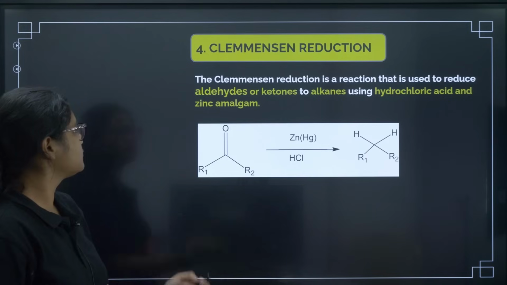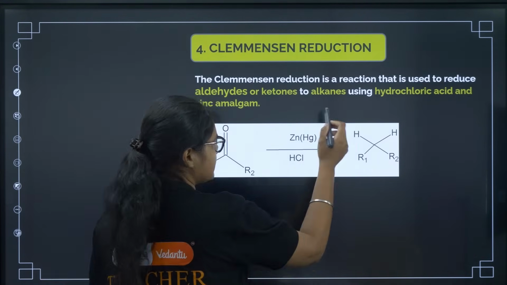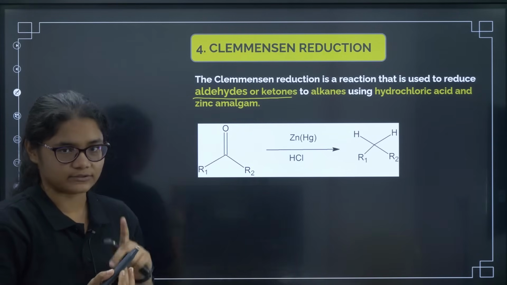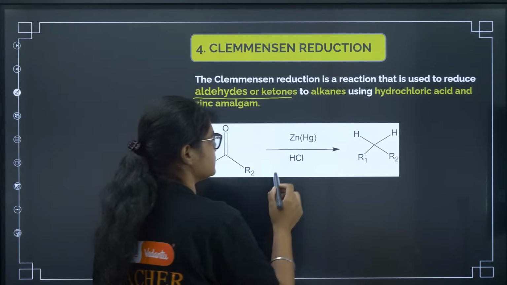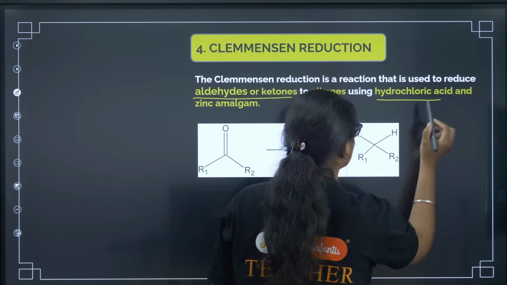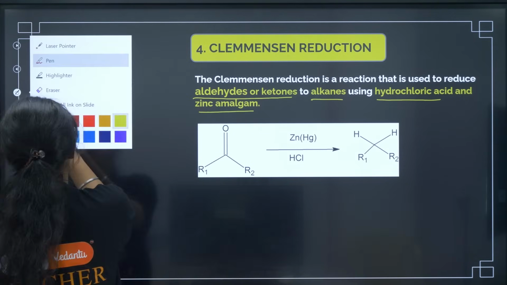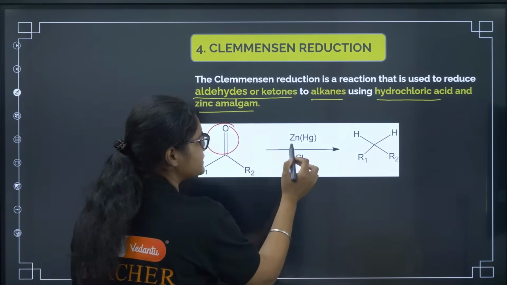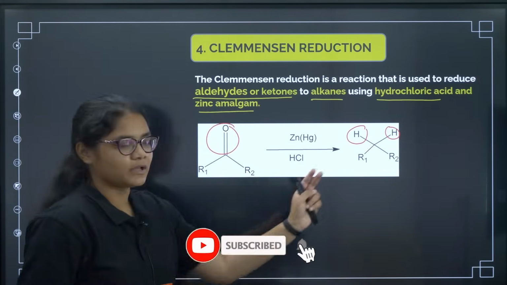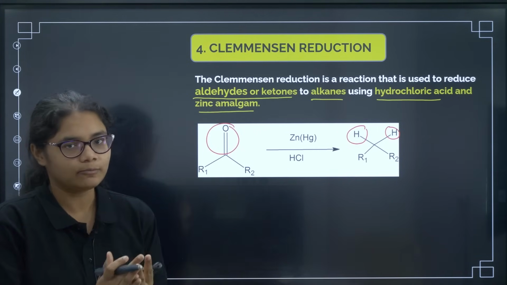Now let us go to the fourth one, Clemmensen reduction, again very important one. The Clemmensen reduction is a reaction that is used to reduce aldehydes or ketones. So what is my reactant here? Aldehydes or ketones. First point, reactant, aldehydes or ketones. Products is alkanes. And what is the reagent here? Hydrochloric acid and zinc amalgam. I don't think there is anything to explain here. You have an aldehyde or a ketone group. When you treat with zinc amalgam and HCl, this gets reduced to give you an alkane. So again 3 points you write down: reactant, reagent and product.